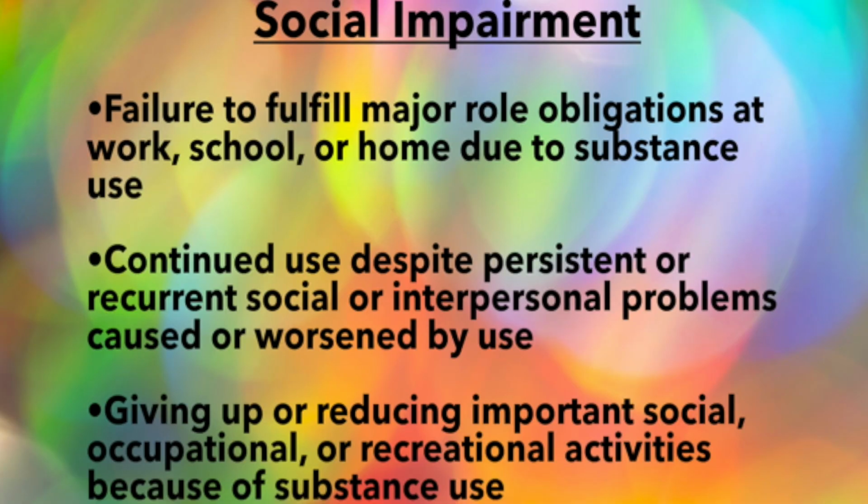The next category is social impairment. And the first criteria is a failure to fulfill major roles or obligations at school, work, or home due to your substance use. And as I shared with you during that first video that I did, I fabulously flamed out at college my first time through. And that was all because of the alcohol use. I guised it as it was a party, and that this was just part of what you did in college. But it became the point where I would just rather drink than go to class or to study.